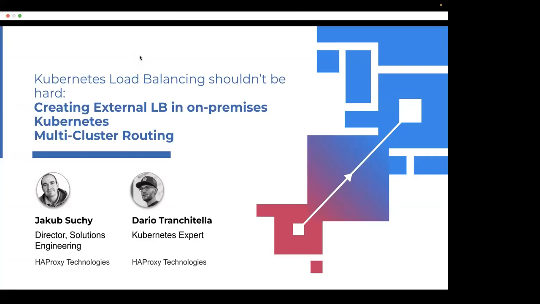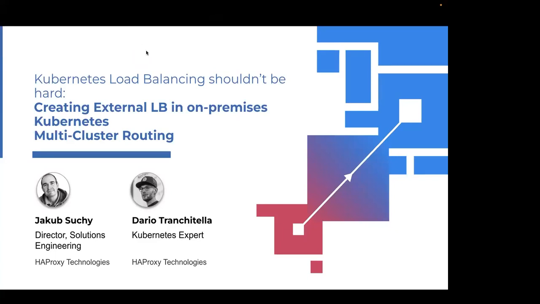Yeah, thank you so much, Jacob. So my name is Dario Tranchitella. I'm from Italy and I work for HA Proxy Technologies. And my main involvement is about extending the Kubernetes functionalities for Fusion, Data Plane API, and the Ingress controller. And today we're going to talk about service discovery and load balancing for Kubernetes.